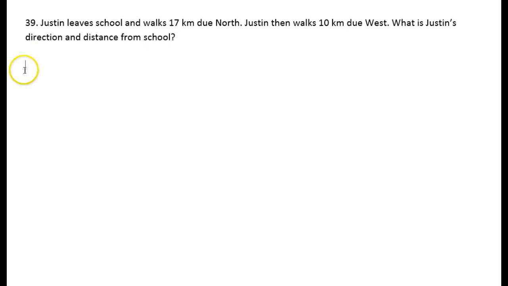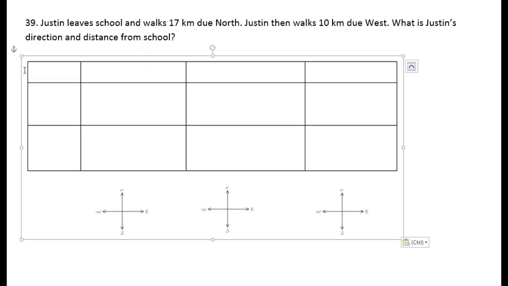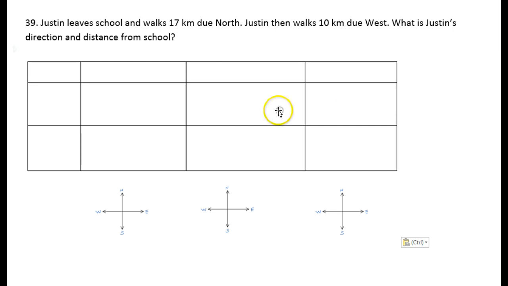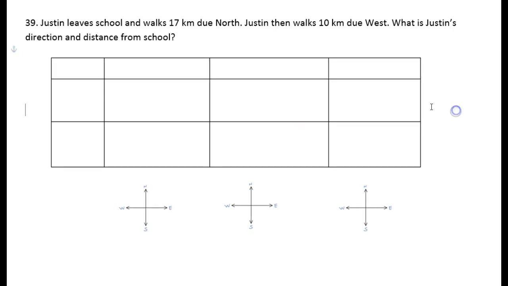So normally when I'm doing a vector word problem, I set up a table like this one. In each column I record information about a vector. So Justin leaves school and he walks this distance, and then he walks the second distance. I'm just going to call the first vector distance 1, and I'm going to call the second vector distance 2.